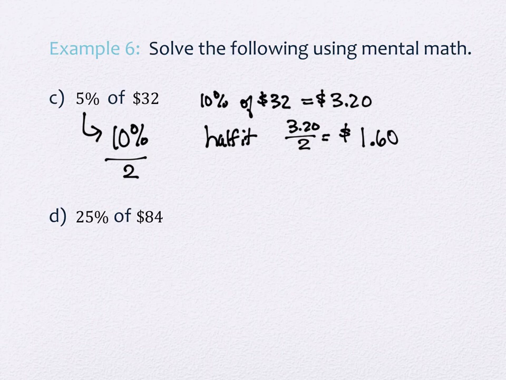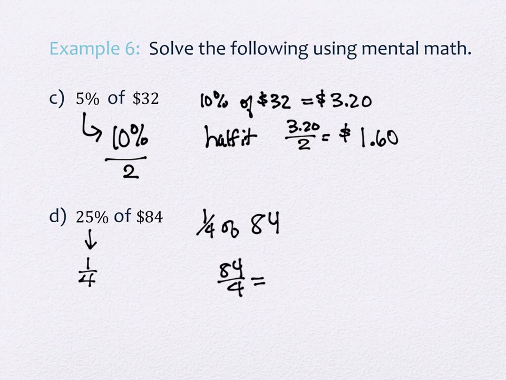Do you know what fraction 25% is? It's the fraction 1/4. If you want 25% of 84, you just want 1/4 of 84. How do you get 1/4 of 84? You divide by 4. 84 over 4 is what? It's 21. These are all dollars, so it's $21.